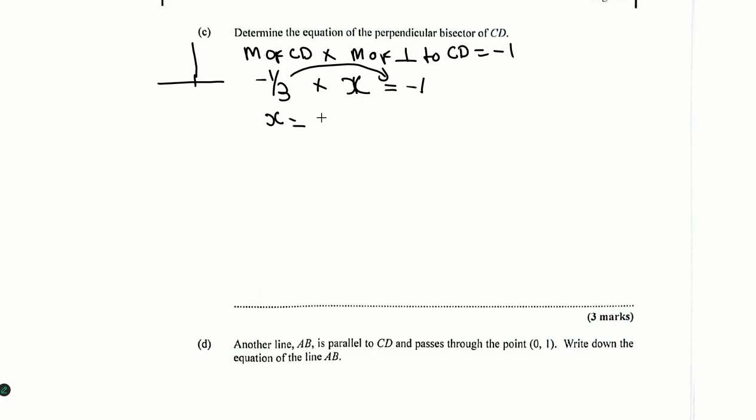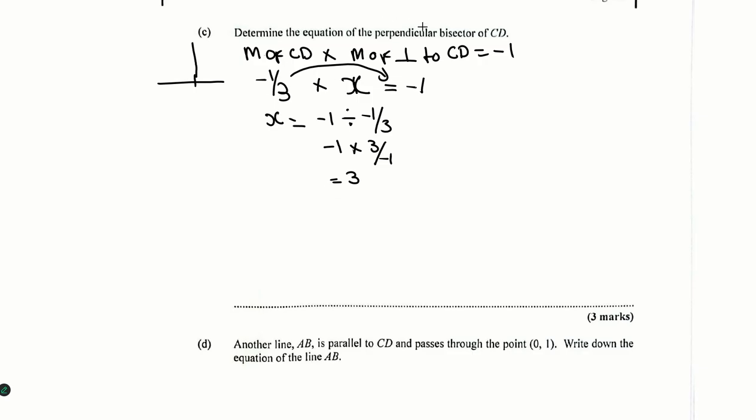So x would be, I carry across negative a third, which turns to divide. So that's negative 1 divided by negative 1 over 3, which is negative 1 multiplied by 3 over negative 1, which would be a negative and a negative is a positive, so it's positive 3. So the gradient of my perpendicular bisector is 3.